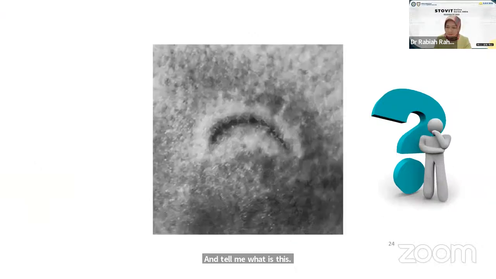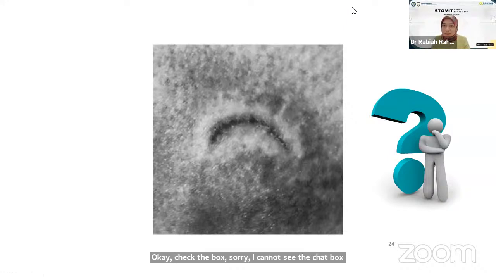Nobody? Let me just see if anyone wants to raise up your hand. Want to put it in the chat box? What is this injury? This was on skin. Nobody? Okay, answer in the chat box. Sorry, I cannot see the chat box actually. Let me just look at where the chat box is. Oh, chat there. Okay, thank you.